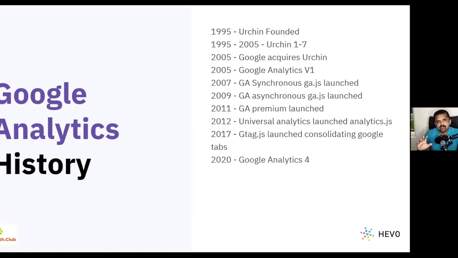In 2017, gtag.js was launched. gtag.js was a groundbreaking change that unified all Google measurement with one code. gtag.js now takes care of everything from AdWords tagging to Google Analytics tagging. This was a precursor to Google Analytics 4, and in October 2020, Google Analytics 4 was finally launched. So this is a short history of Google Analytics and how we have come to where we are right now.